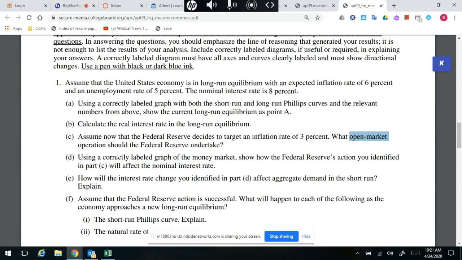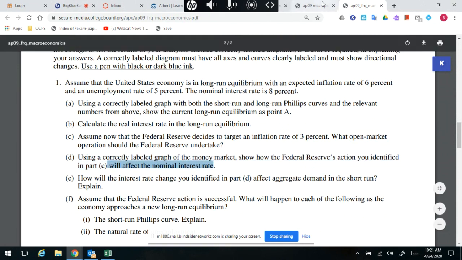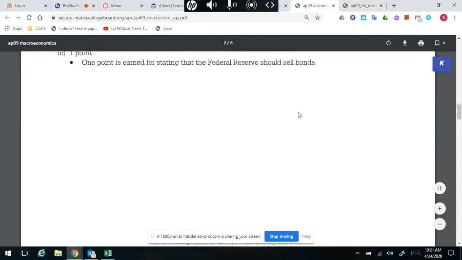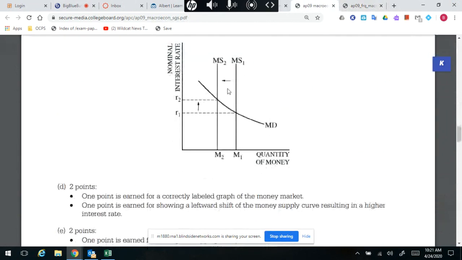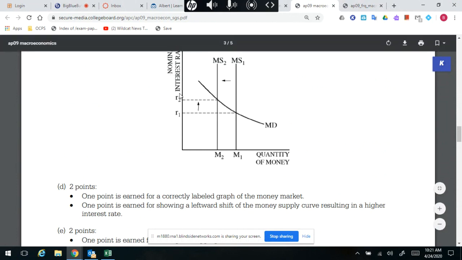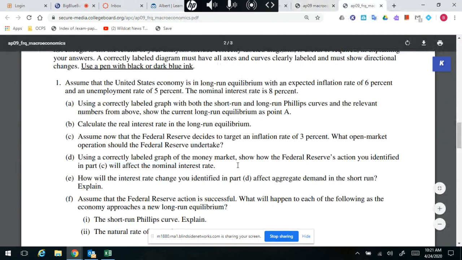D, using a correctly labeled graph of the money market, show how the Federal Reserve's action you identified in Part C will affect the nominal interest rates. All right, we just stated that straight from the flow chart. So when you sell bonds, it's a contraction. So we're going to see that the money supply decreases, and as the money supply decreases, money becomes more rare, so it becomes more expensive to get it. So your interest rates go up. Remember, money market, nominal interest rates. So those nominal interest rates go up. It's going to be more expensive to borrow money, so people borrow less money and spend less. That's why you're going to see a drop in prices.